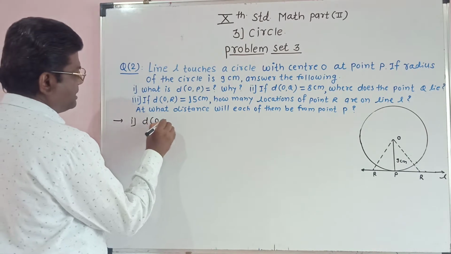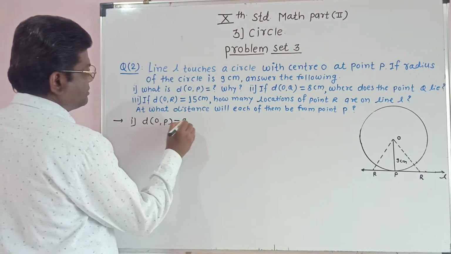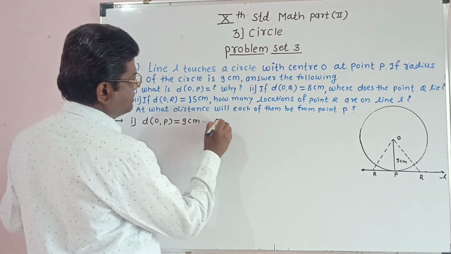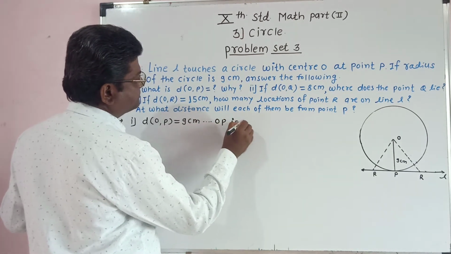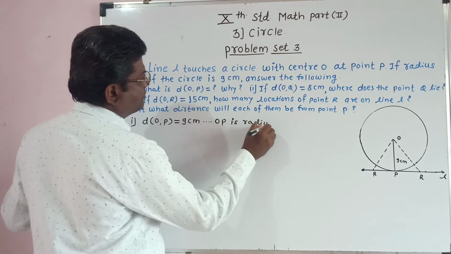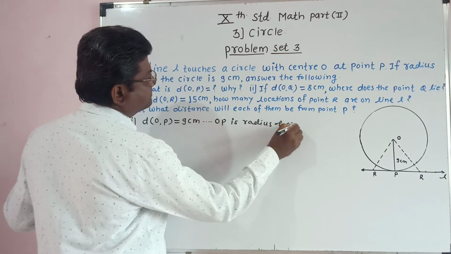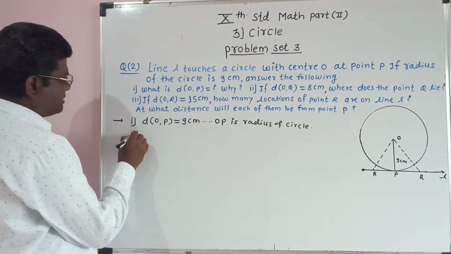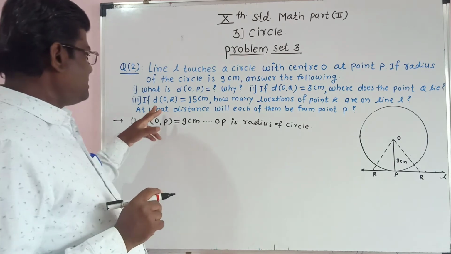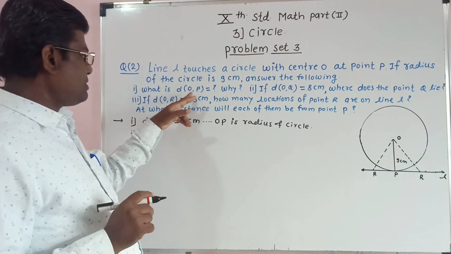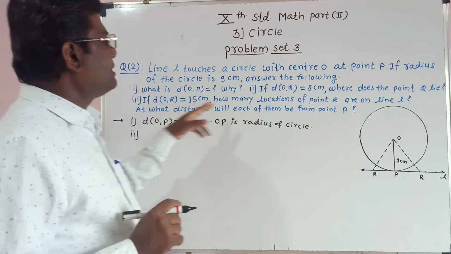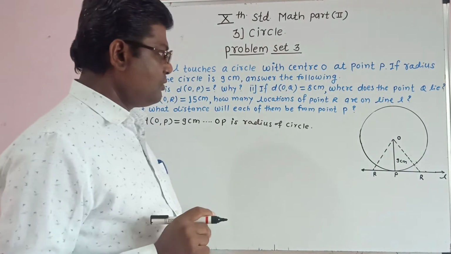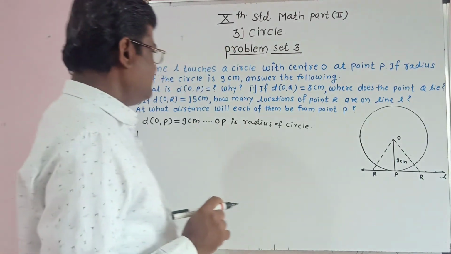Distance of OP is equal to 9 centimeter. Reason is OP is radius of a circle. This is our first answer. Now number 2, what is the distance of OP? If distance of OQ is equal to 8 centimeter, where does the point Q lie?